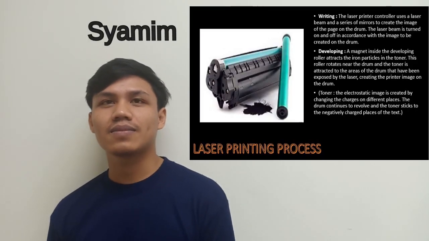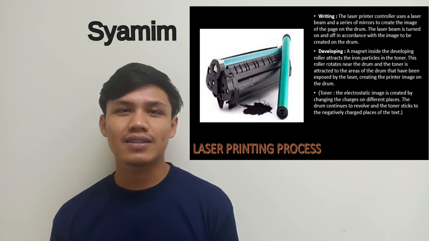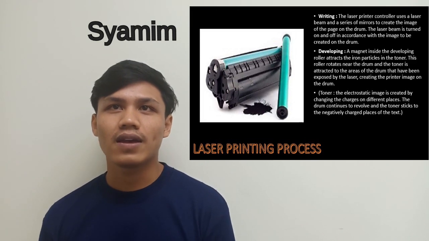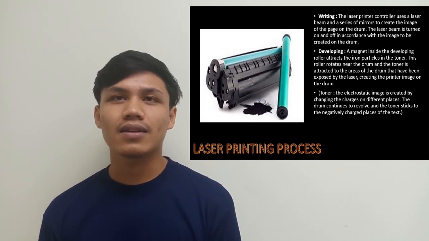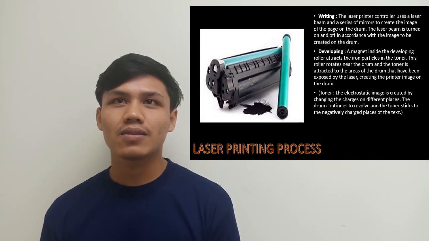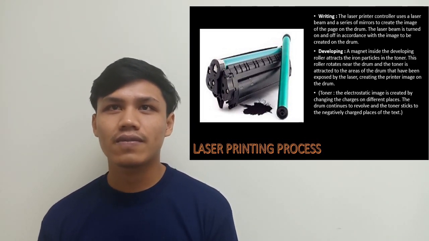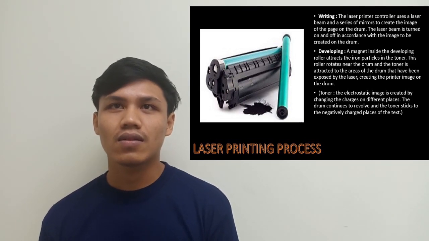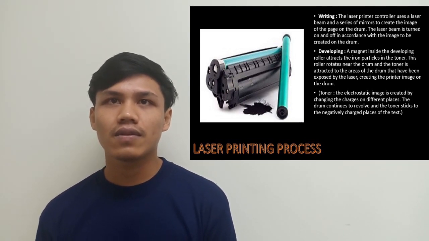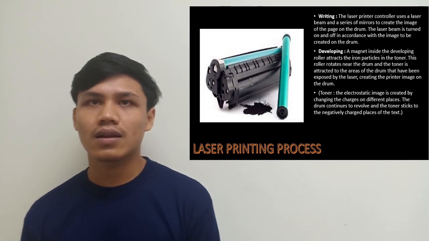Okay, the third process of the laser printer is writing, where the laser printer controller uses a laser beam and a series of mirrors to create the image of the page on the drum. The laser beam is turned on and off in accordance with the image to be created on the drum.